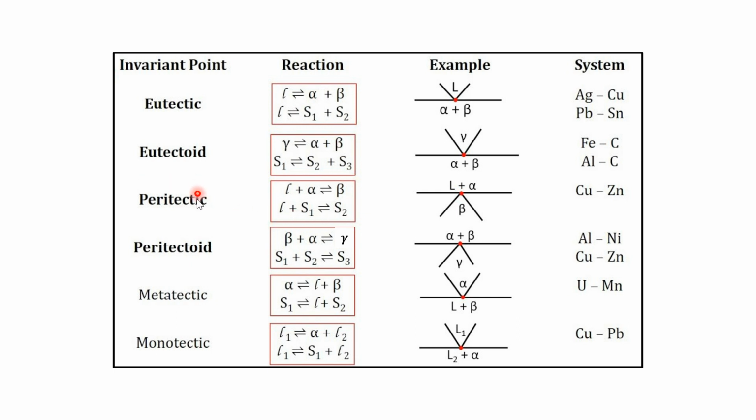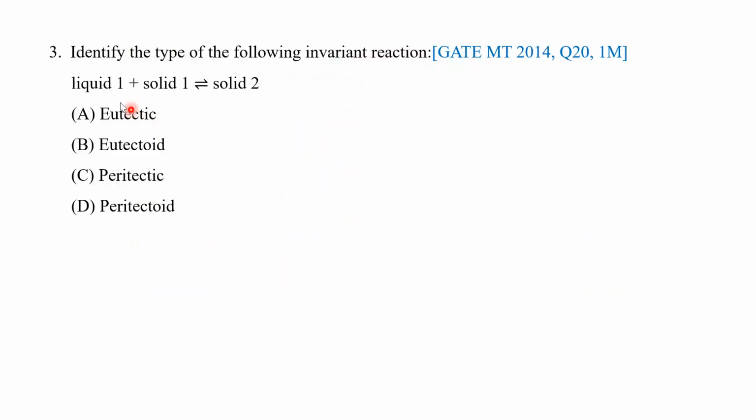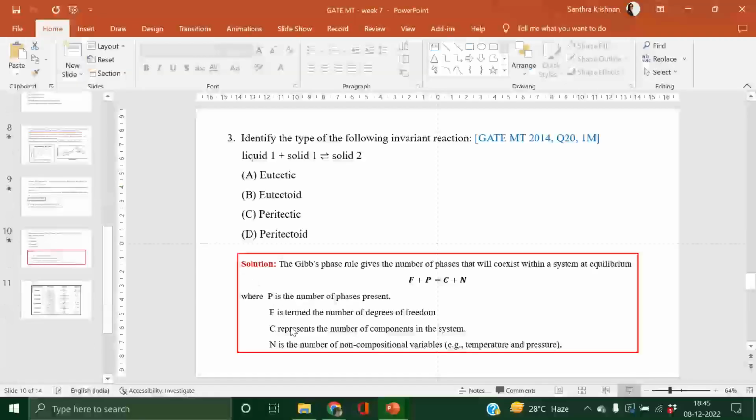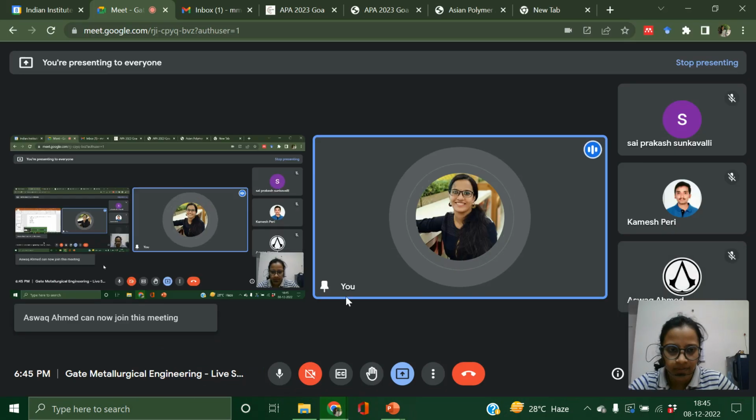So, what was our question? Liquid plus solid 1 gives solid 2, right? So the answer will be the peritectic invariant reaction. Is this question clear?